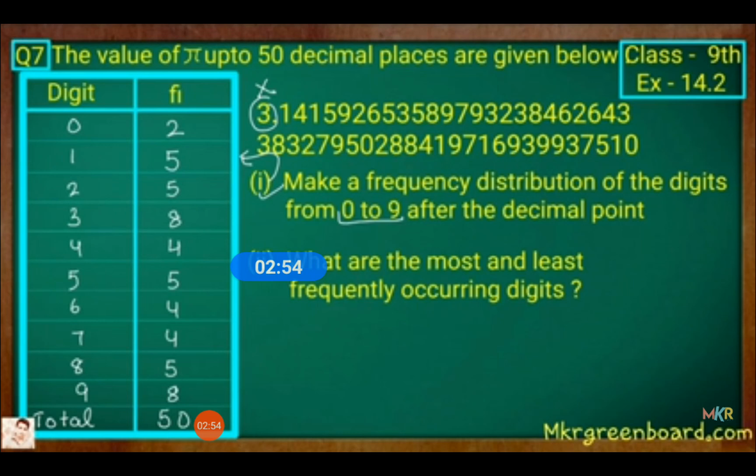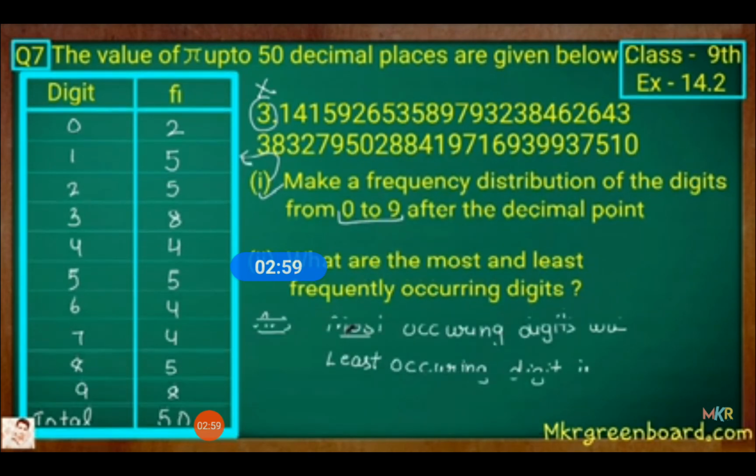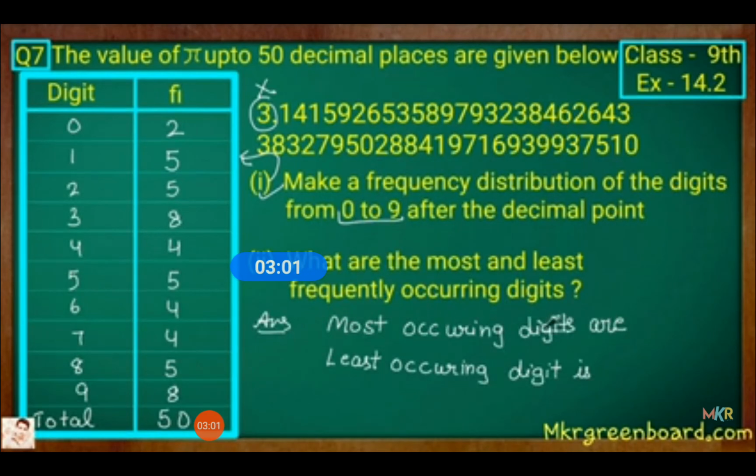So the largest frequency is 8, and this is for 3 and 9. You can see easily in the table that 8 is the frequency of 3 as well as 8 is the frequency of 9. So your answer will be both the digits. You will write here most occurring digits are 3 and 9.